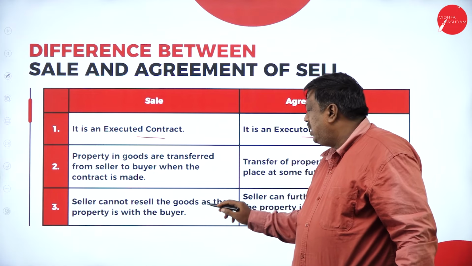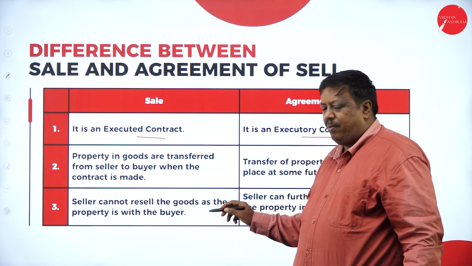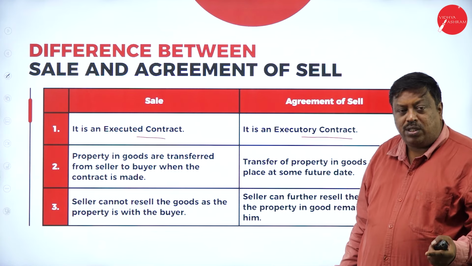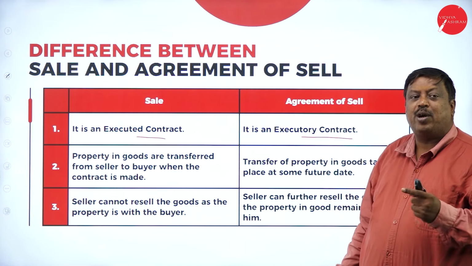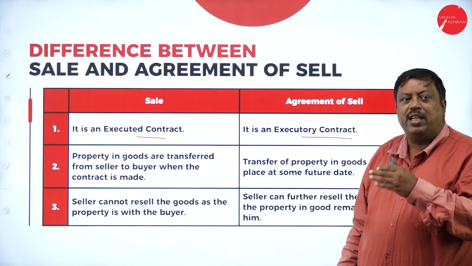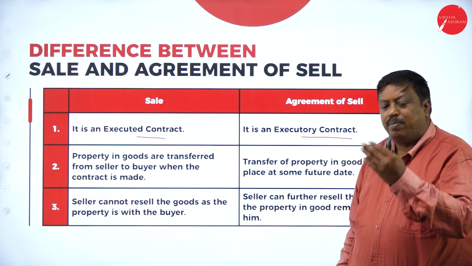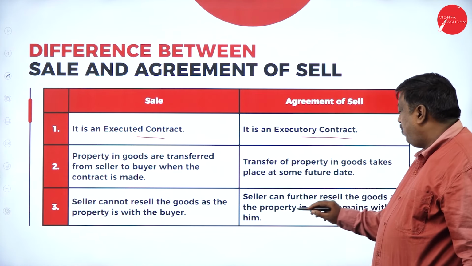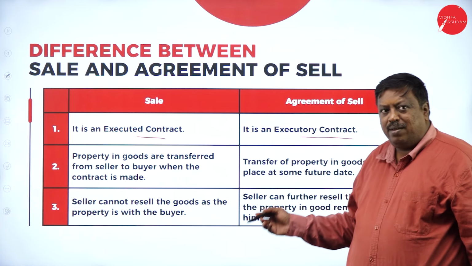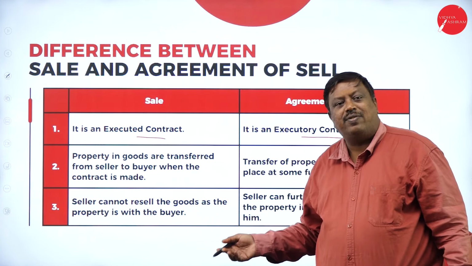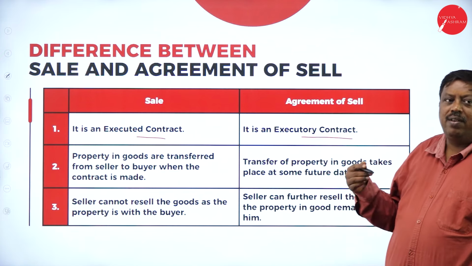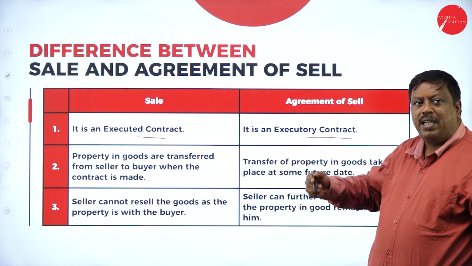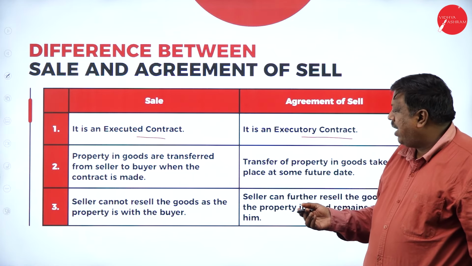Seller cannot resell the goods as the property is with the buyer. In the sale concept, the seller cannot resell the goods that have been sold to the buyer, because all the rights have been transferred, and even the goods have been transferred from the seller to the buyer. But in the case of an agreement to sell, the seller can resell the goods as the property and goods remain with the seller himself. So the goods as well as the rights will be with the seller. Even if he wants, he can resell them in case the buyer makes any breach of contract.